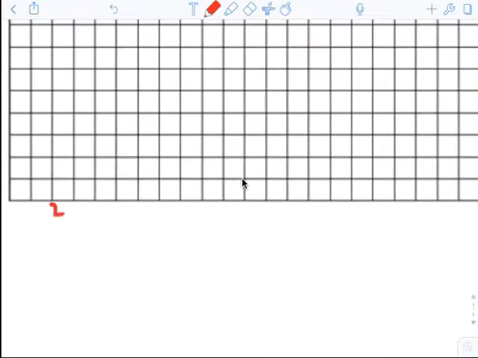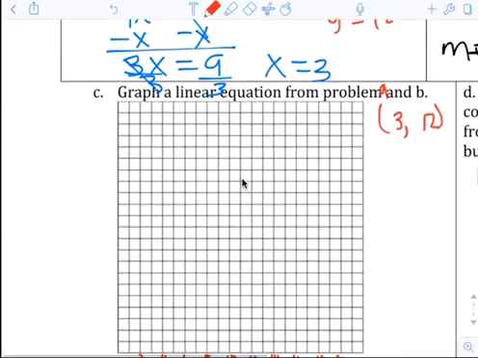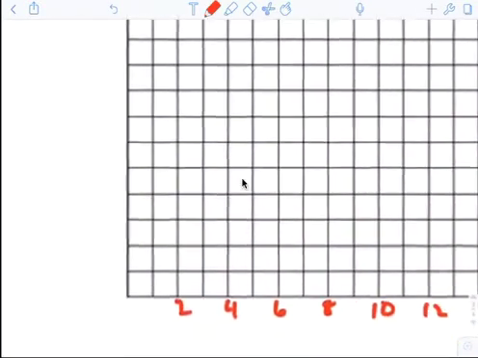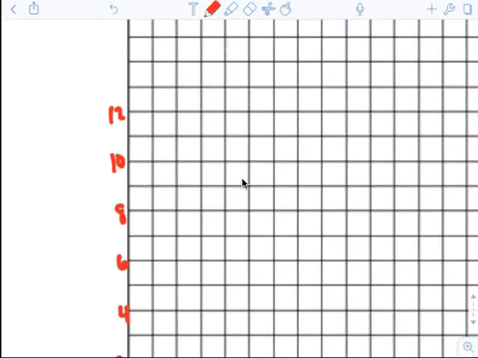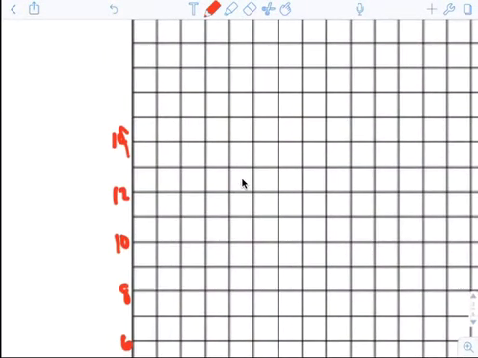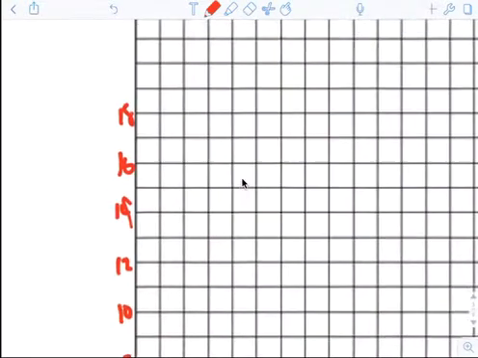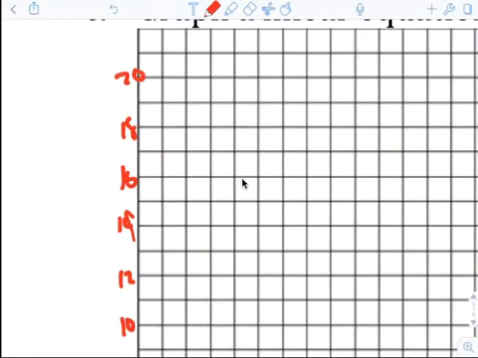So 2, 4, 6, 8, 10, 12, 14, 16, 18, 20. The other one is the same thing. 2, 4, 6, 8, 10, 12, 14, 16, 18, 20, 22.